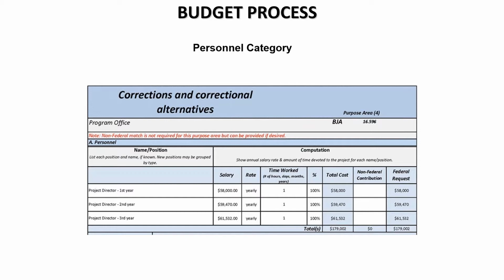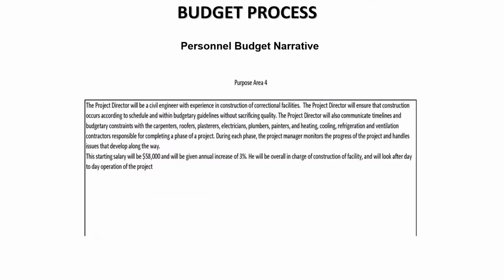So once you put in the percentage of time that an individual is going to be working on this particular grant program, the system will automatically calculate that. So you don't have to worry about calculating numbers in reference to the personnel or any budget category within the worksheet. Most importantly, I want to draw your attention to the budget narrative.